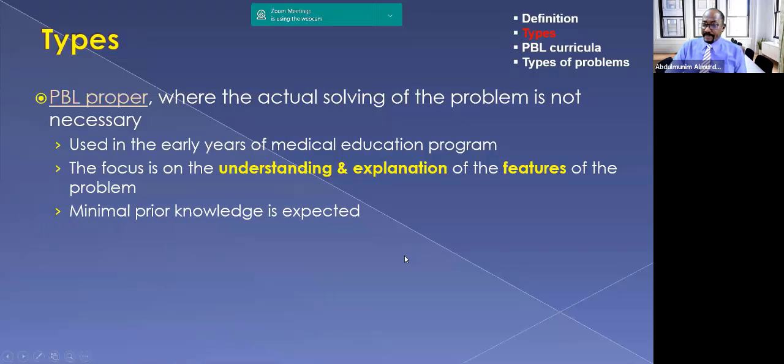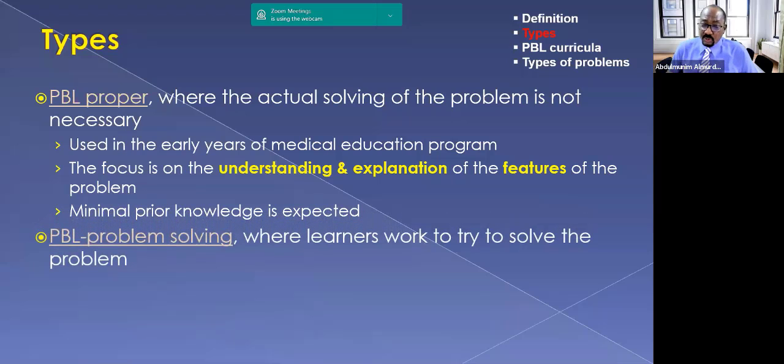Now, minimum prior knowledge is expected. So you cannot just start from scratch. You expect some background knowledge, but not necessarily all information about the issue being addressed, but a minimal prior knowledge is expected and is necessary.